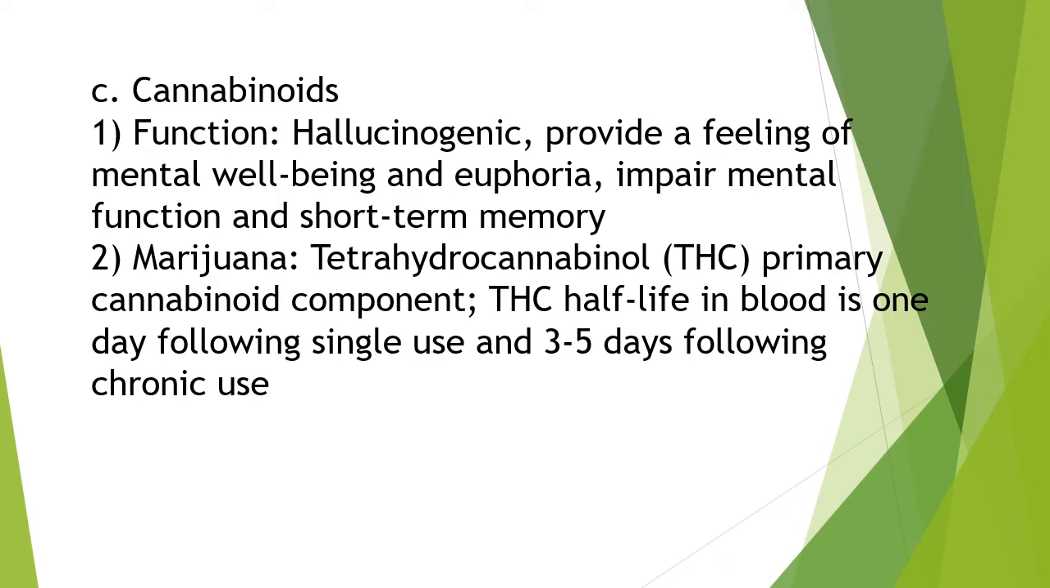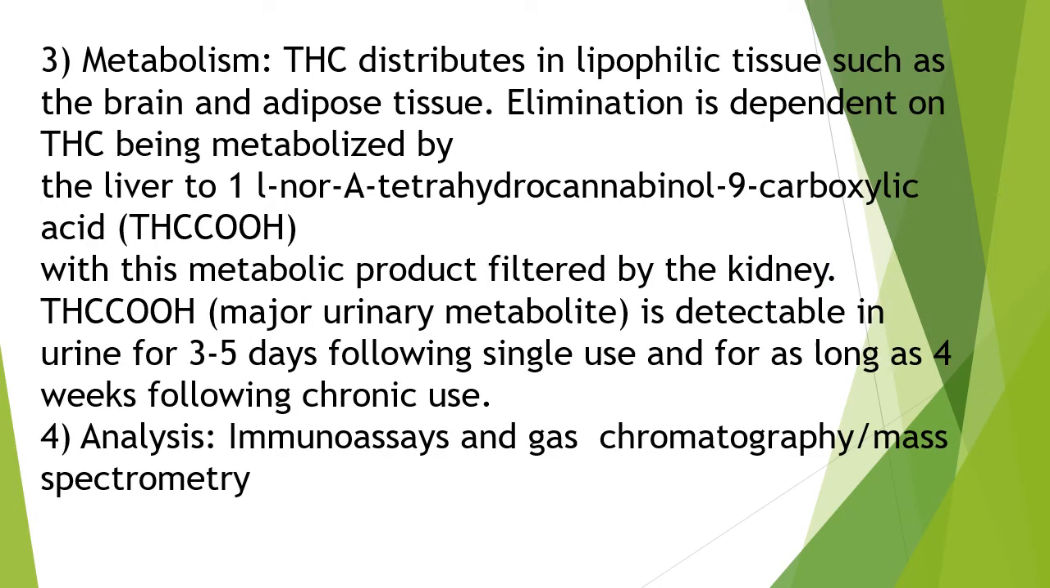So the half-life of tetrahydrocannabinol is 1 day after single use and 3 to 5 days following chronic use. So therefore, it will not be detected in the blood once that time period is over. The metabolism of THC is that it is distributed in lipophilic tissues like the brain and adipose tissue. Elimination is dependent on the liver, producing 11-nor-delta-9-tetrahydrocannabinol-9-carboxylic acid, a metabolic product that is filtered by the kidney. This carboxylic acid is the major urinary metabolite, and again detectable in the urine 3 to 5 days after single use, and it can last for as long as 4 weeks following chronic use.